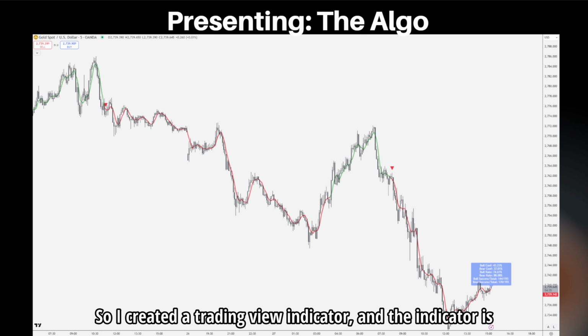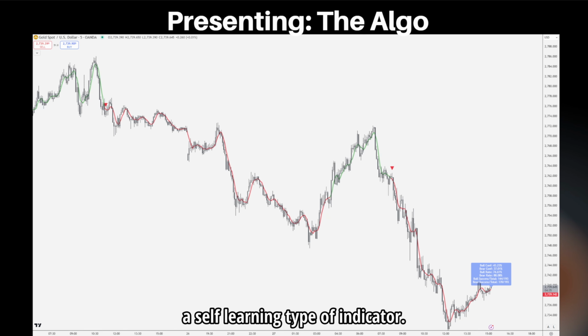So I created a TradingView indicator. And the indicator is a self-learning type of indicator. So it works with very basic stuff, and I will get into the nitty and gritty. But it takes those simple parameters and then tries to see when they work and when they don't work. And it tries to learn from those conditions to be able to execute better the next time.